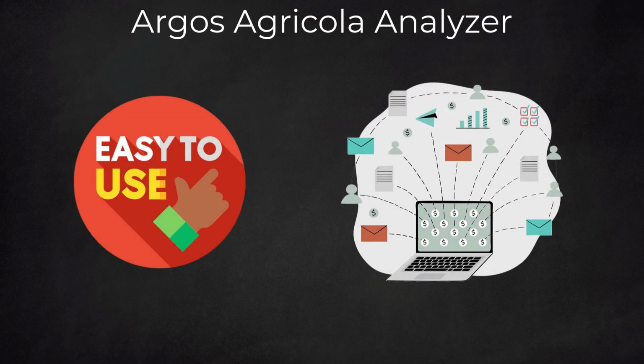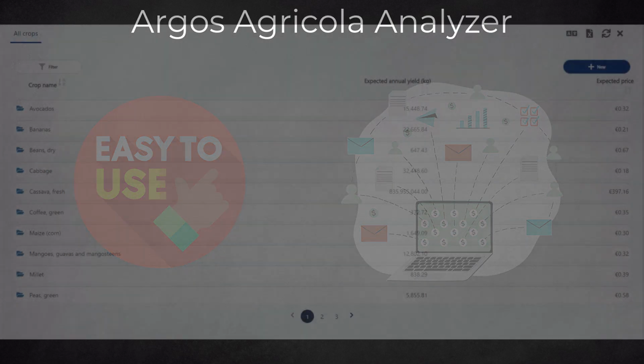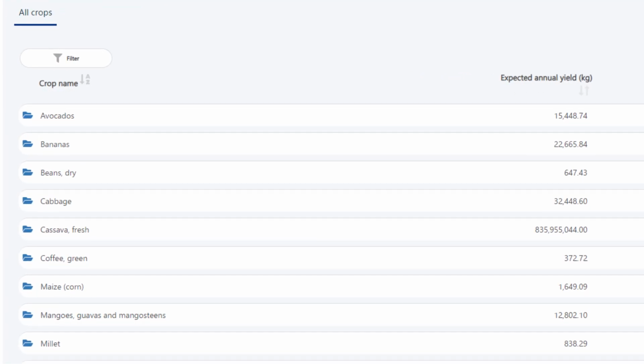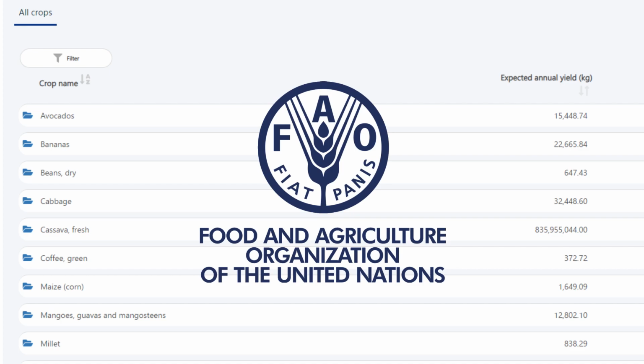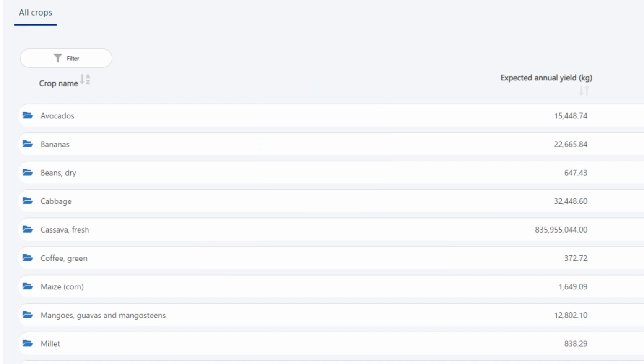The Argos Agricola Analyser simplifies the data input. Many crops and their yields are already present in the system. These statistics are based on the United Nations FAO data. They are specific for each country. It is possible to add and define data for certain regions.